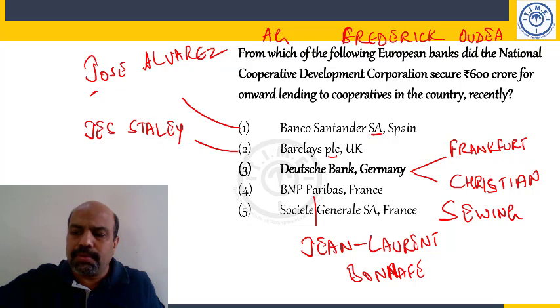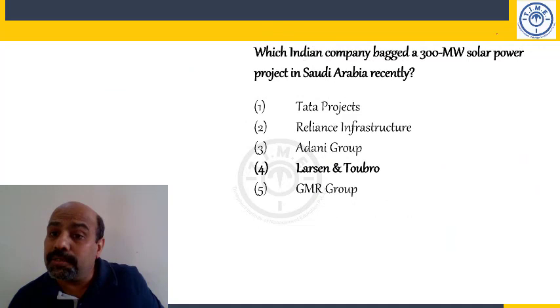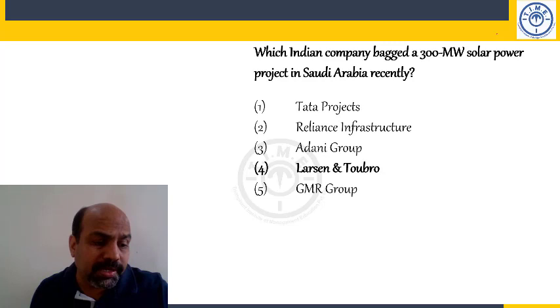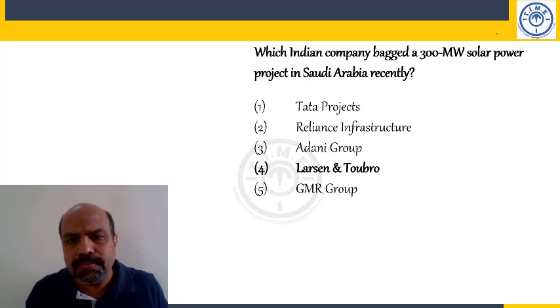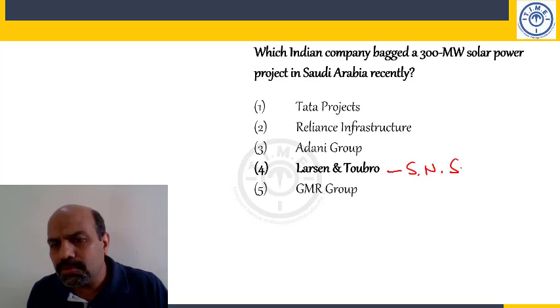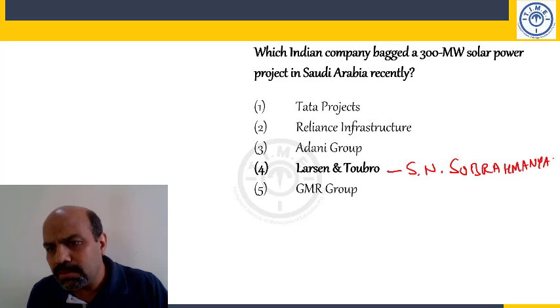Then I guess the next question. Which Indian company backed a 300 megawatt solar power project in Saudi Arabia recently? Saudi Arabia is slowly moving away from petroleum reserves, fossil fuel reserves, to using solar energy, and it's a desert country. They get plenty of solar energy, so that's something they are looking at. L&T got this 300 megawatt solar power project. L&T's CEO is S.N. Subramanian.